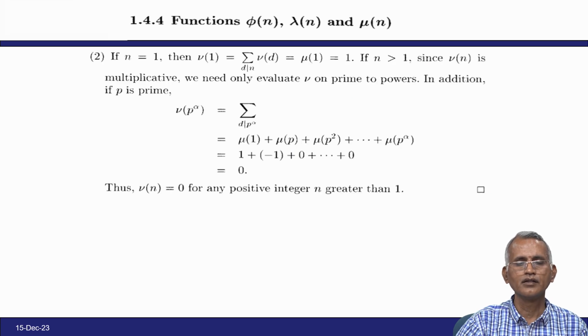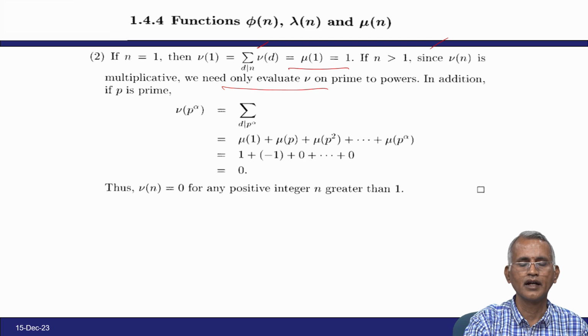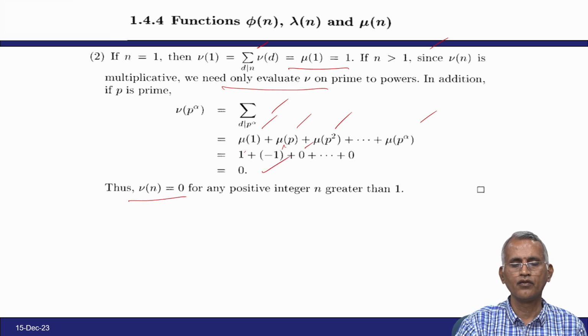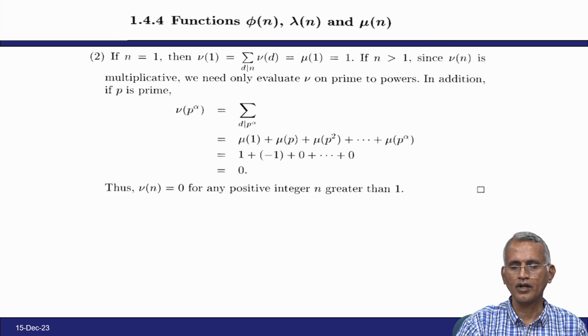If n equal to 1, then nu of n equal to summation over d divides n of mu of d, which is equal to 1. For n greater than 1, we need only to evaluate nu on prime powers. In addition, nu of p power alpha equal to summation over d divides p power alpha of mu of d, which is mu of 1 plus mu of p plus mu of p square and so on up to mu of p power alpha. Mu of 1 is 1, mu of p is minus 1, the rest are 0 and so on. So, the net value is 0, therefore nu of n equal to 0 for any positive integer n greater than 1.